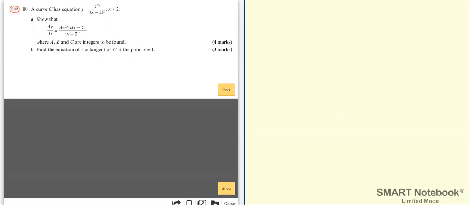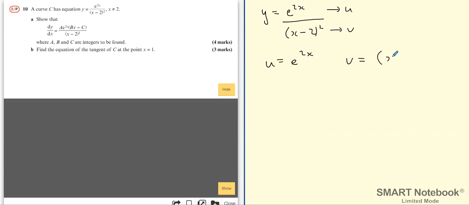What do we have? We've got y equals e to the 2x over x minus 2 squared. Again, this is u, and this we are going to call v. So u equals e to the 2x, v equals x minus 2 all squared. U dash is going to be 2e to the 2x, v dash is going to be 2x minus 2 to the power of 1 and times by 1, which is simply 2x minus 2.